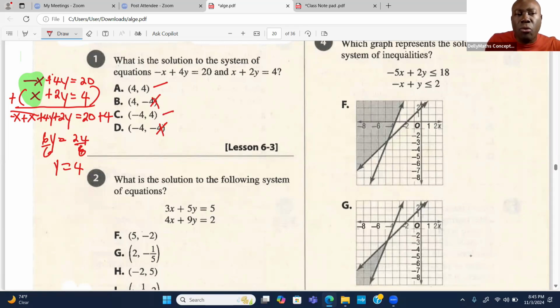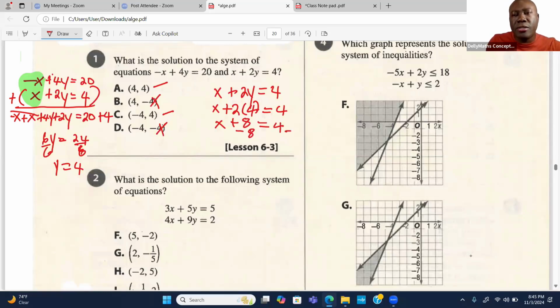So now I'm going to take this value for y, and I could substitute it in any one of my equations. I'm going to choose x plus 2y, and I'm going to substitute the value of y because y is equal to 4. So basically x plus 2y, but y is equal to 4, and this is equal to 4. So x plus 8 is equal to 4. We'll take 8 from both sides, so you could see that x is equal to negative 4. So in this case, I'm looking for x is equal to negative 4 and y is equal to positive 4. So my answer is C. So C is the answer for that.